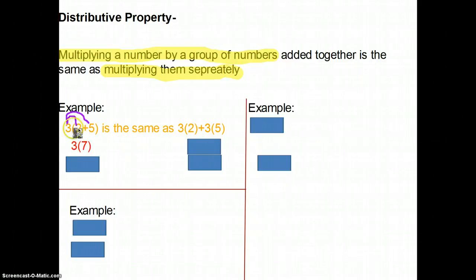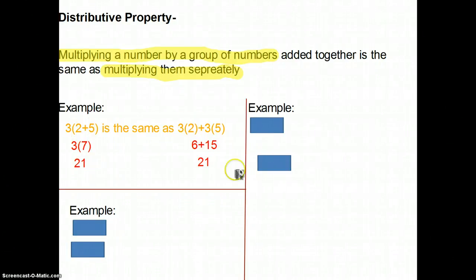Oops, sorry. So you get 3 times the quantity 2 plus 5 equals 3 times 7. 3 times 7 is 21. Let's see if we get that for this side. 3 times 2 is 6, and 3 times 5 is 15. 6 plus 15 equals 21. So either way of doing the distributive property is correct.